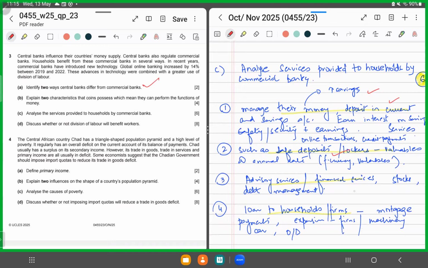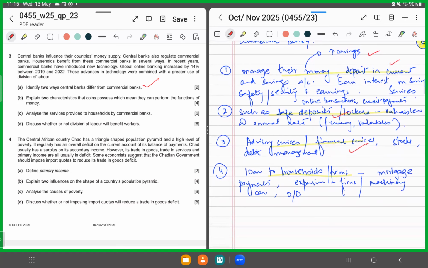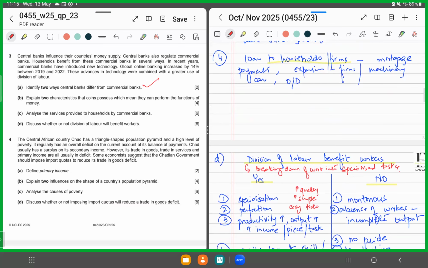Banks also provide them with certain advisory services and financial services. They help them buy and sell stocks, and they help them with debt management. Further, banks also lend to households and they provide them loans for making house purchases or for mortgage payments and for buying cars, right? All right. So you can write these points, develop a chain analysis, a coherent analysis, and you'll get full 6 marks, that higher tier band.